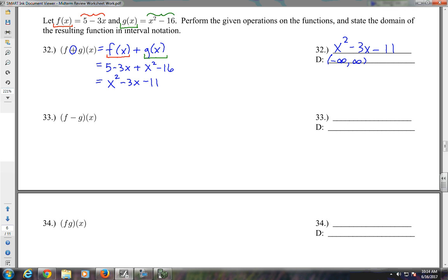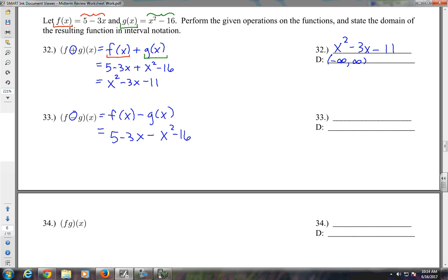On problem 33, we're using the same two functions, but in this case, we are subtracting the functions. So we want to evaluate f of x minus g of x. So I'm going to replace f of x with its function rule, as we did in the previous problem, 5 minus 3x. And in this case, I'm going to subtract g of x. Now be careful here, because if I just plug in the function rule for g of x, it's not going to give me the right answer.